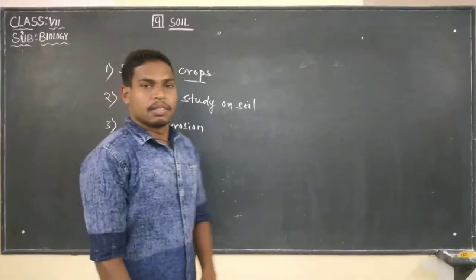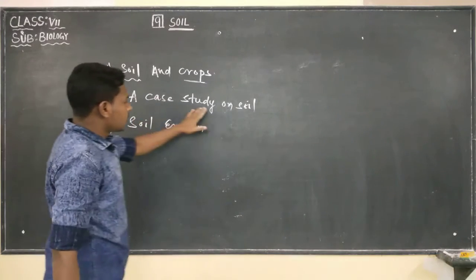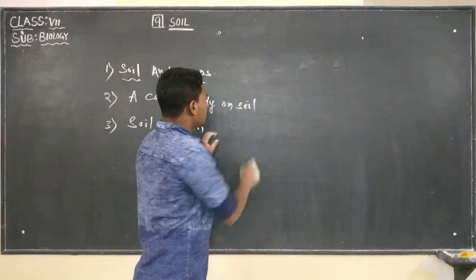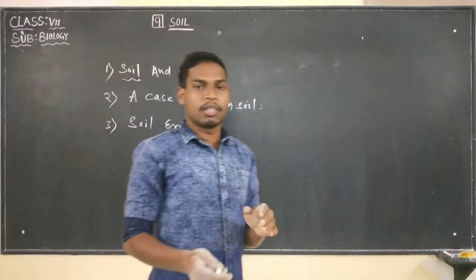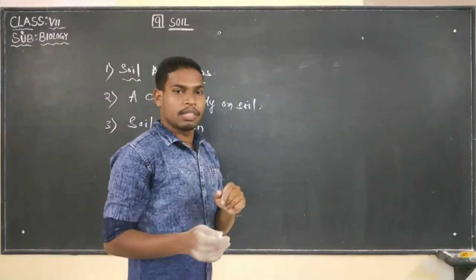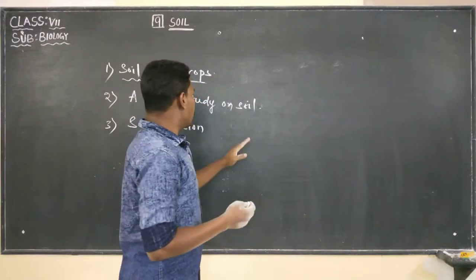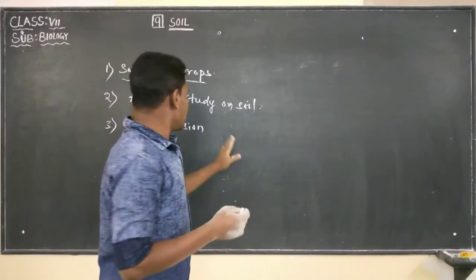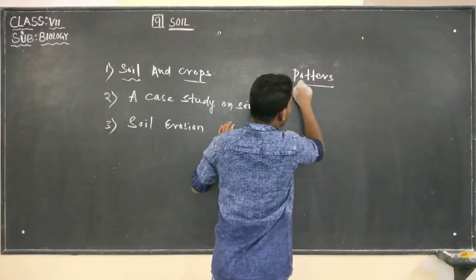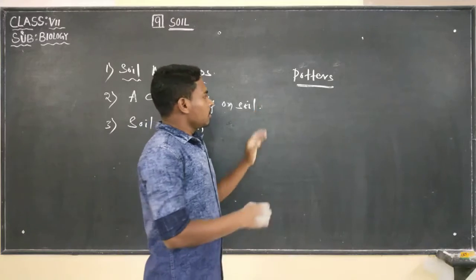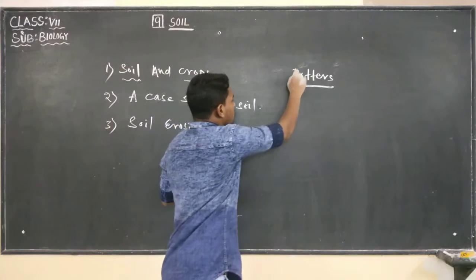Now we will discuss the second topic of this lesson, a case study on soil. You might be familiar with potters, those who take soil and mold and shape it into pots. They collect soil from different parts and give it a shape. The person whose profession is to make pots is known as a potter.